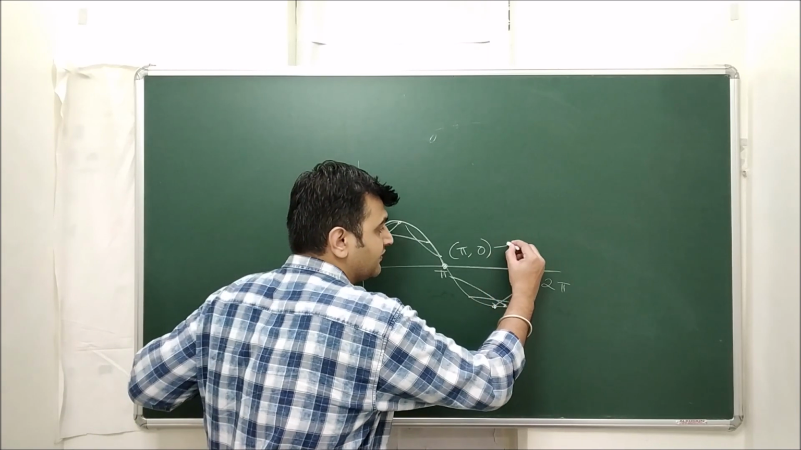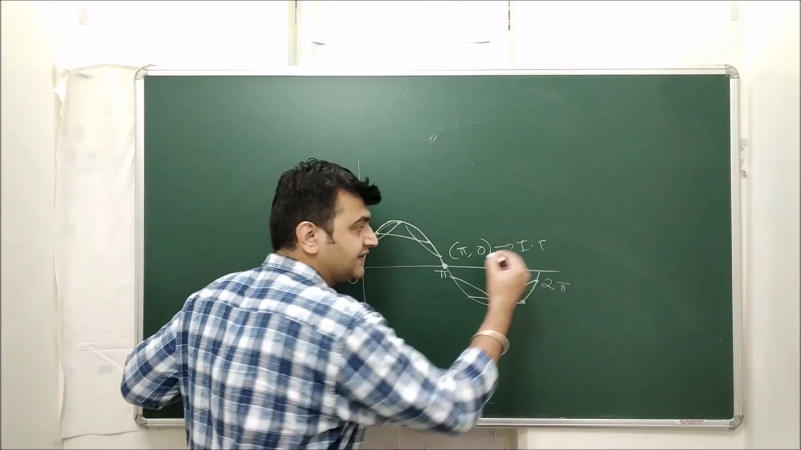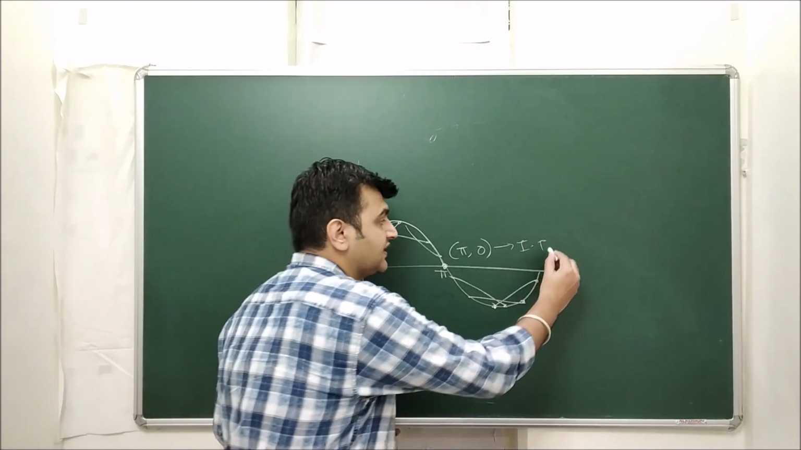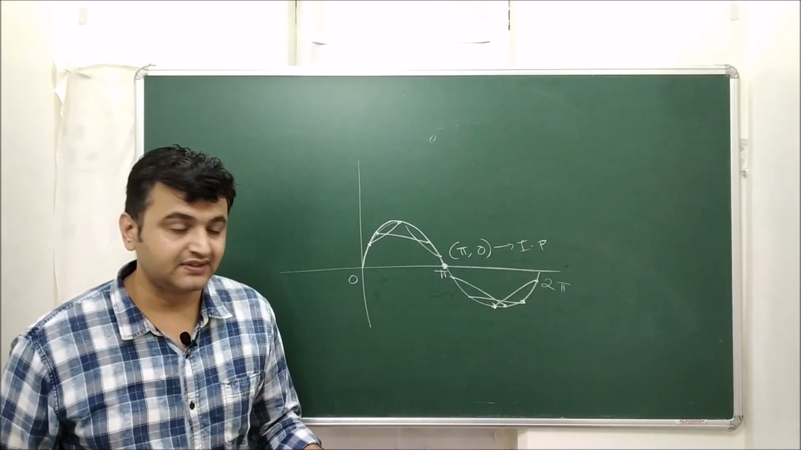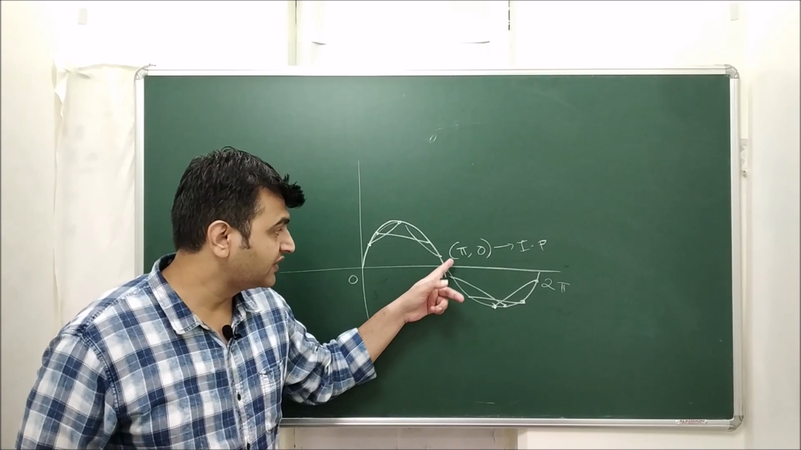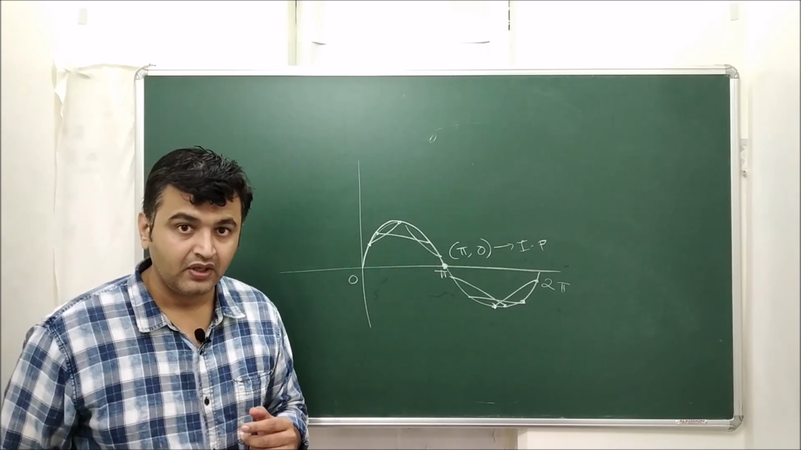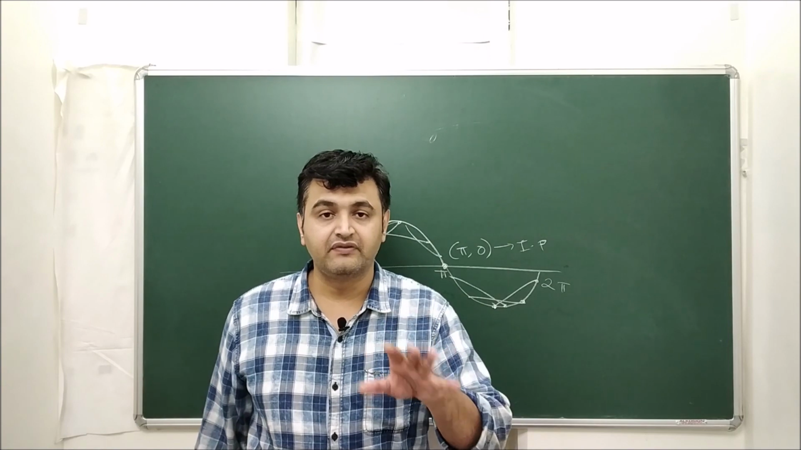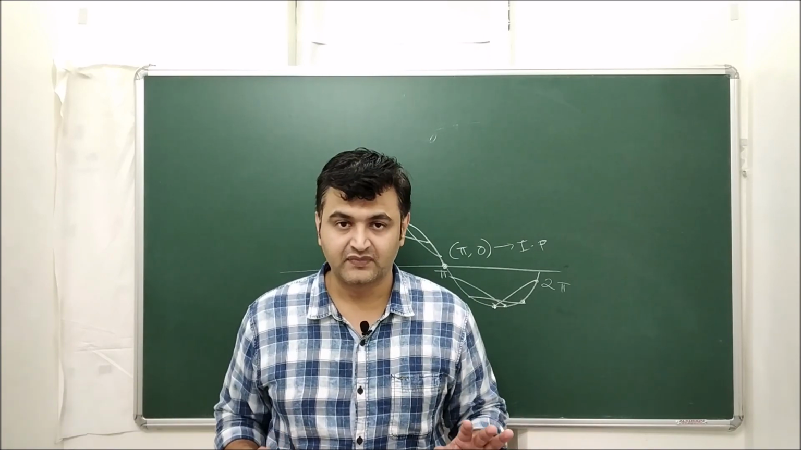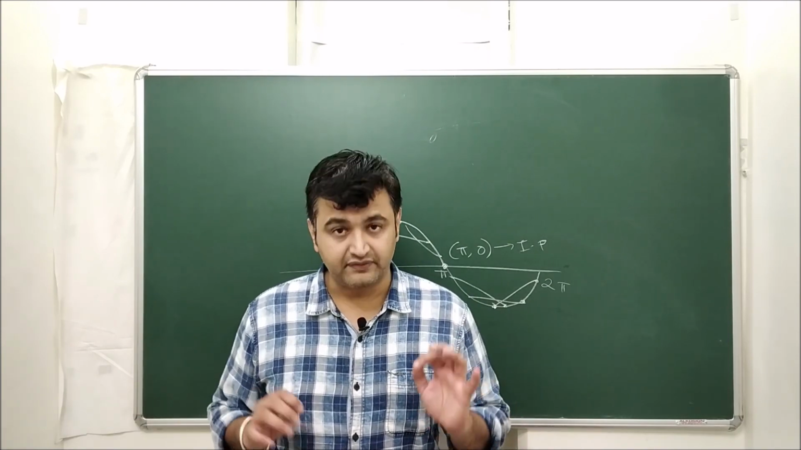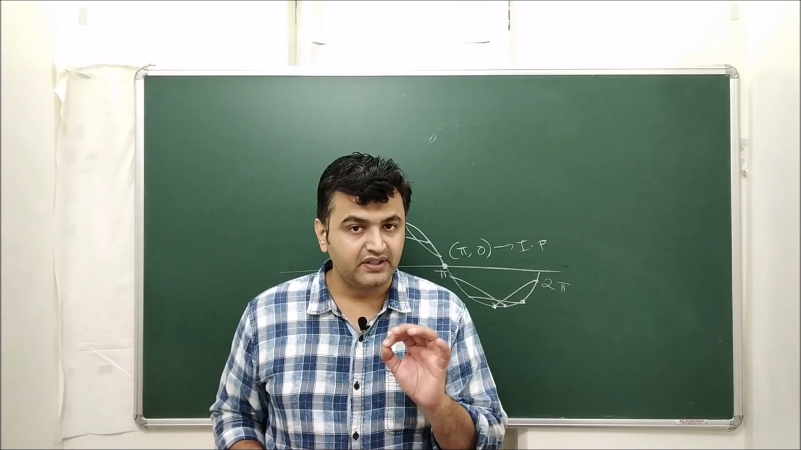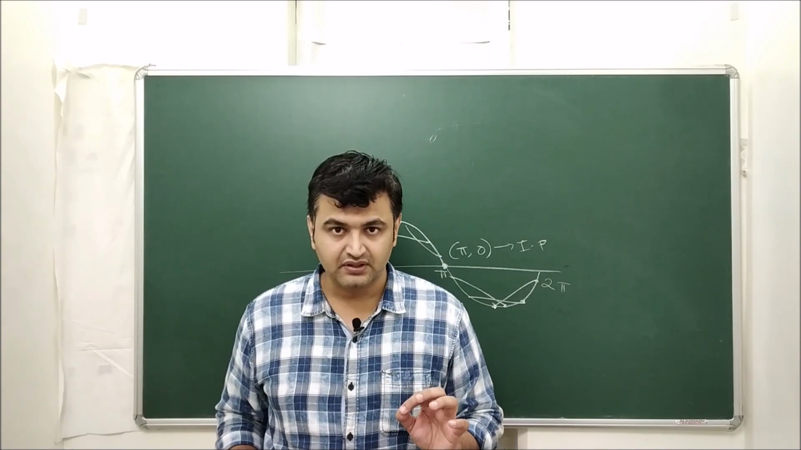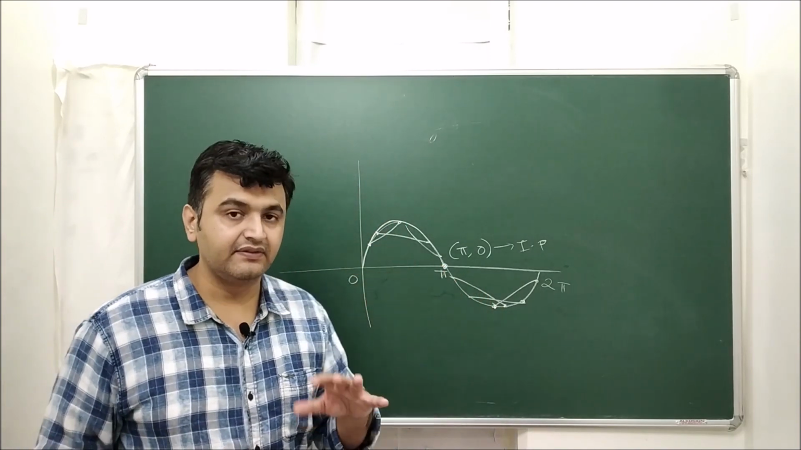The points where the graph changes its nature are called inflection points. So here this point is called an inflection point. The point where concavity changes is called an inflection point. But there is one more condition to this definition, which I will state and then we will spend some time on it.